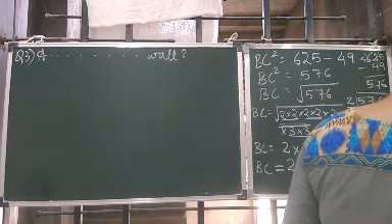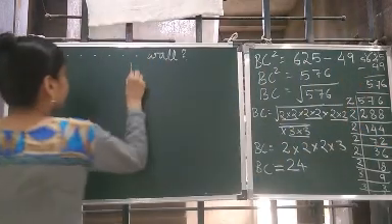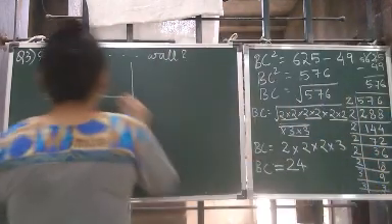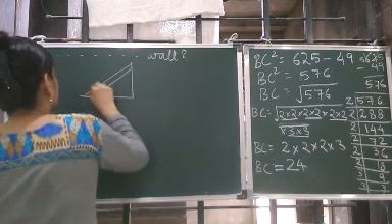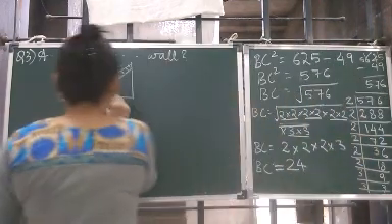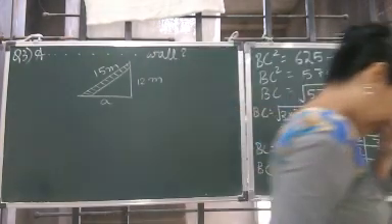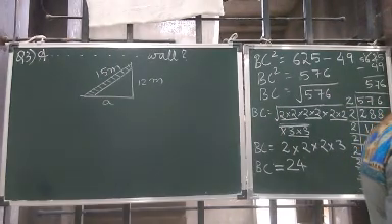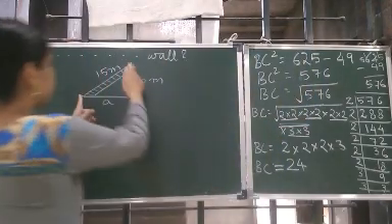So there's a diagram already given. Let me make the diagram. I'm making a small diagram. A 15-meter long ladder reached a window 12 meters high from the ground. So this is a 15 meter long ladder.